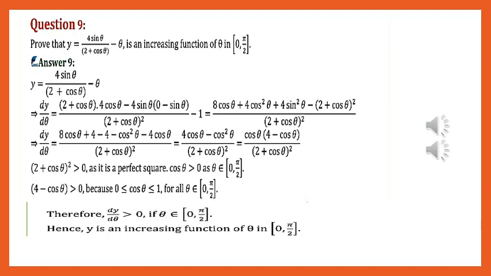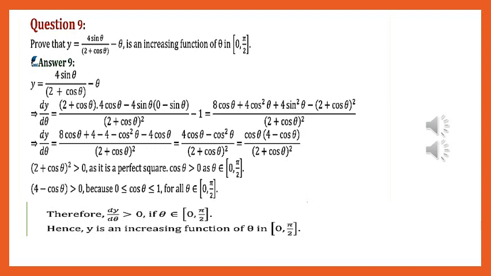8 cos theta minus 4 cos theta is 4 cos theta. So we have 4 cos theta minus cos square theta. Now from that we can take cos theta out. So cos theta into 4 minus cos theta, by 2 plus cos theta the whole square. This is the final simplification part.